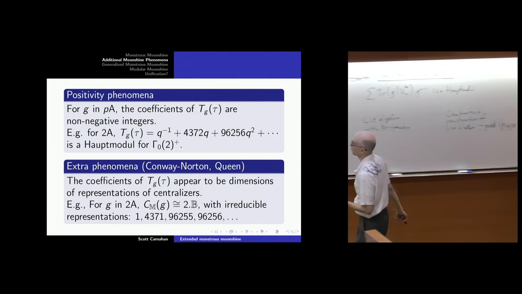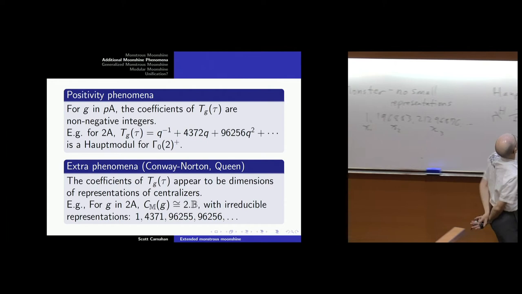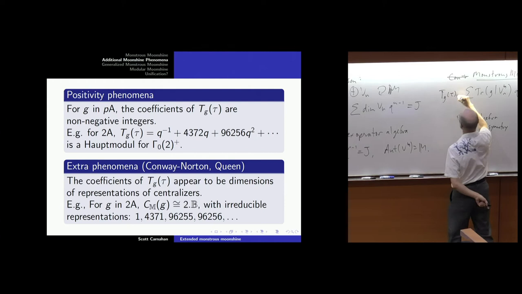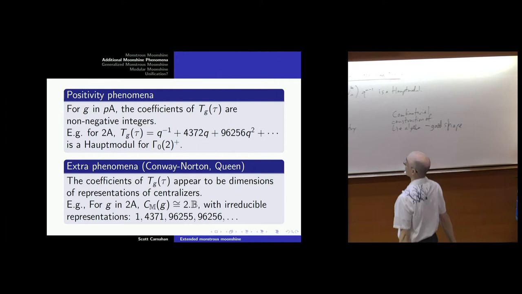So there's another phenomenon. For any g in this conjugacy class pA, the coefficients of this graded trace function are all non-negative integers. So I should call this T_g of tau. For example, in the class 2A, you have this function here, which is a Hauptmodul for gamma_0(2)+.